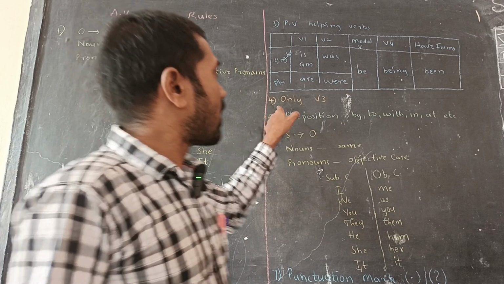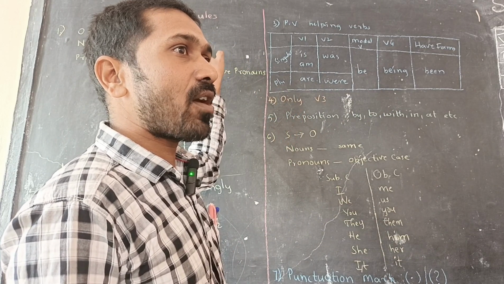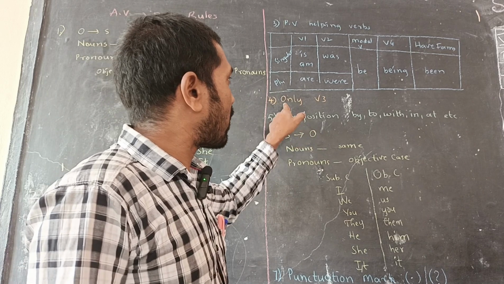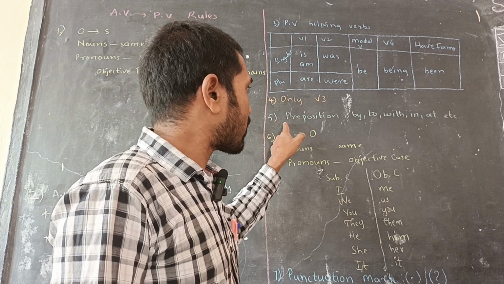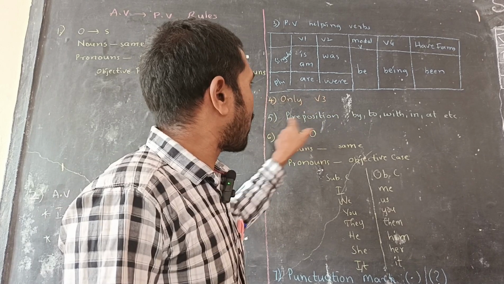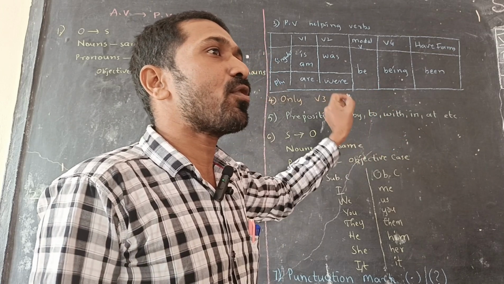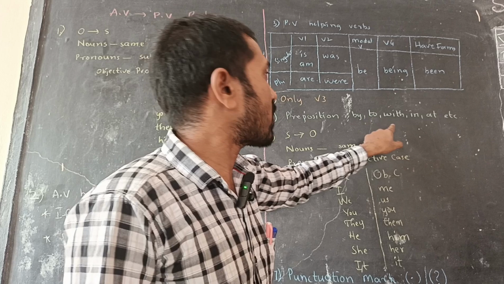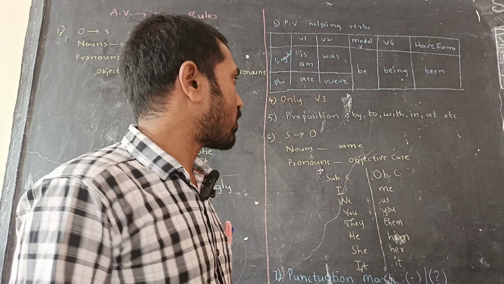Next, only the V3 form: whatever verb is given in the active voice, maybe it is V1, V2, V3, V4, for that you need to write only the V3 form. The next, step number 5, you will have to add a suitable preposition. Mostly we use by, sometimes to, sometimes with, sometimes in, at, etc. Some other prepositions we also use.